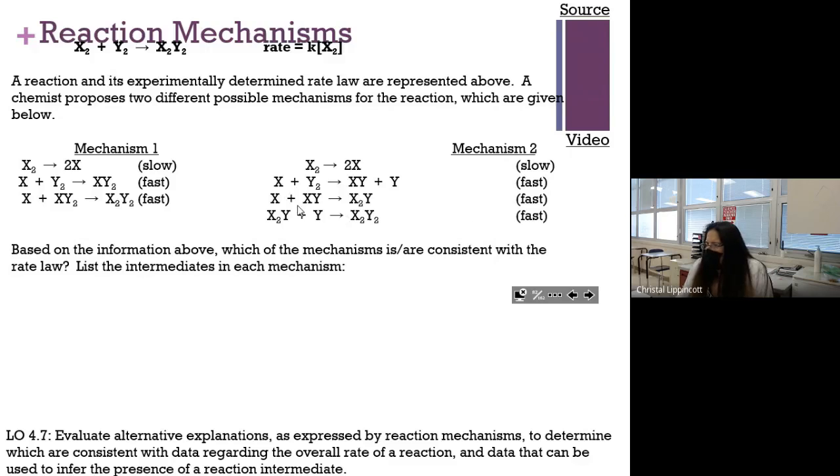All right. So this is what I was talking about. Intermediate here, here, here, here. Intermediate here cancels those guys out. My Y here and here get canceled out. And my XY here and here get canceled out. So those are my intermediates.